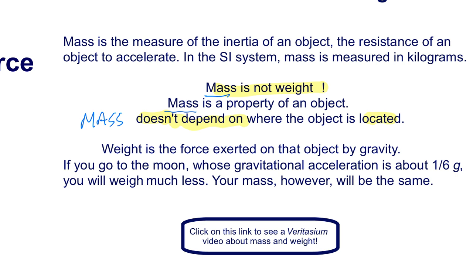Okay, mass is a property of an object. It depends on how much matter is in the object, how massive the atoms are, and how many atoms you have. Mass doesn't depend on what planet you're near or on. Mass is constant throughout the universe. So weight is gravitational force.